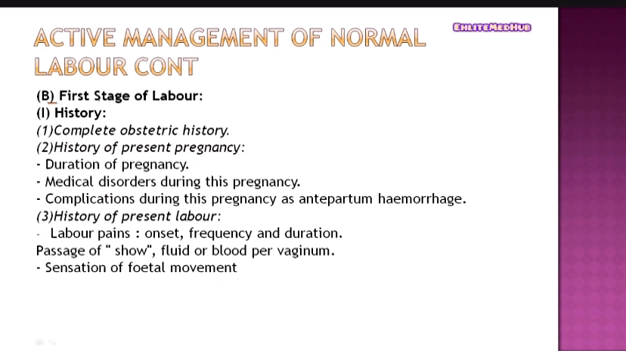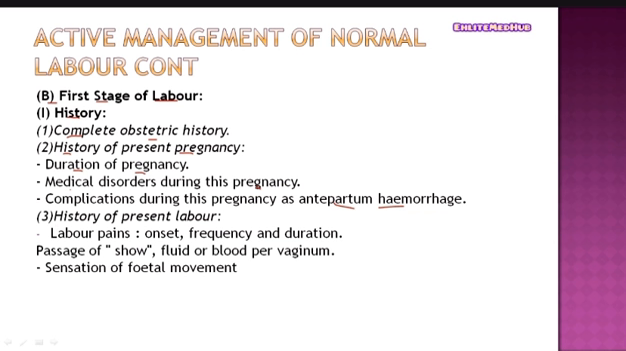So B is the first stage of labor. You begin with the history. You take complete obstetric history. You take history of present pregnancy. Ask of the duration of pregnancy, medical disorders during this pregnancy, and complications during this pregnancy as antepartum hemorrhage.